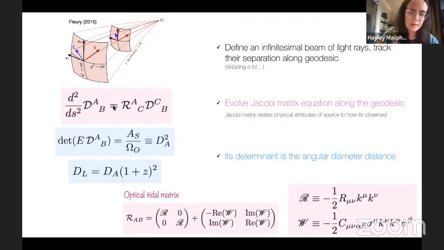Specifically in my code, I advanced the Jacobi matrix, which relates the physical attributes of a source to how it's observed by a particular observer, based on how the image has been distorted along the line of sight. And so the determinant of the matrix with a normalization of photon energy is just the angular diameter distance, which is something that we really measure in cosmological surveys. And then we can relate that to the luminosity distance using the Etherington reciprocity relation. Struggle to say that word. And I'll just note here that the evolution of the Jacobi matrix is given by this optical tidal matrix, which is made up of the Ricci curvature and the Weyl curvature along the geodesic.